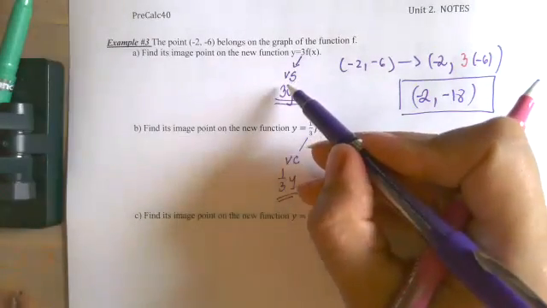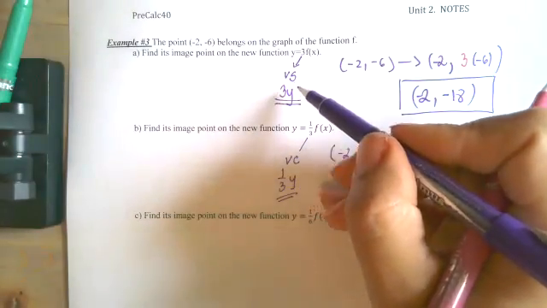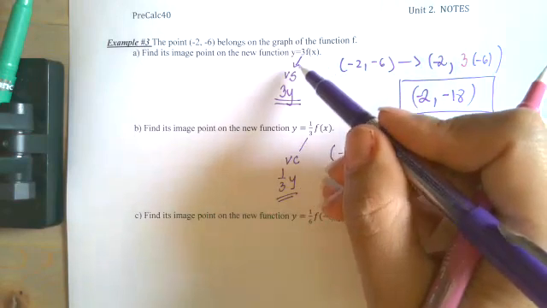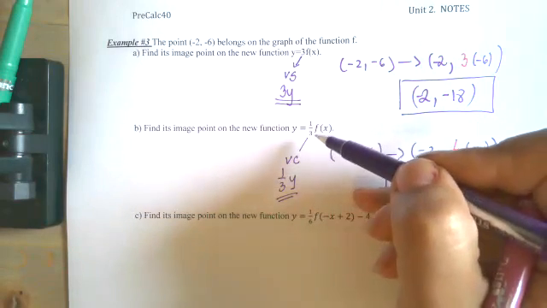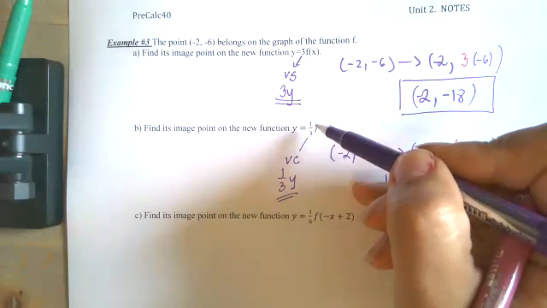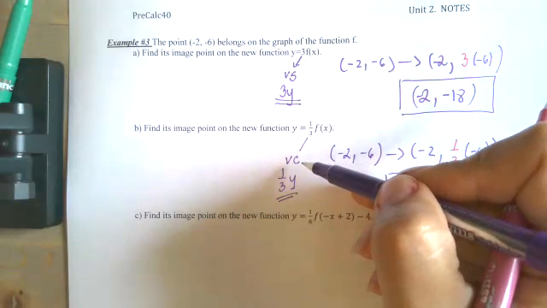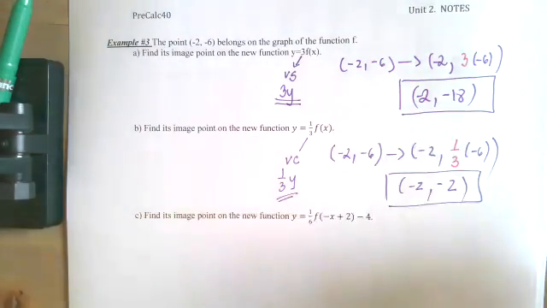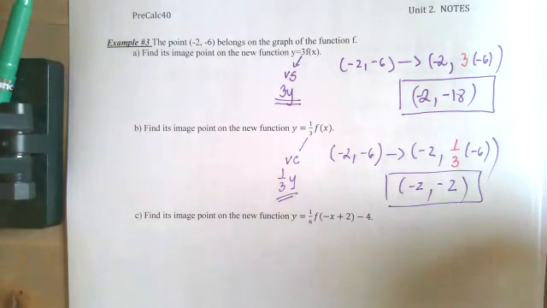How did you get the VS or VC? VS means vertical stretch. So based on our previous examples and notes, we know that when the number is bigger than 1, the graph will stretch, so we're going to call it a vertical stretch. When the number in front is between 0 and 1, then the graph will compress vertically, so we're going to call it a vertical compression. So that's just the name of this transformation. Any other questions?